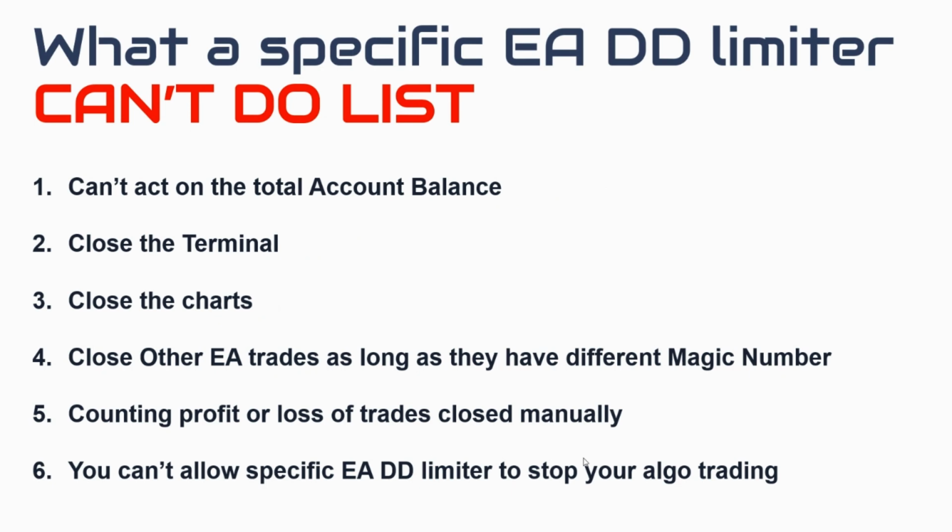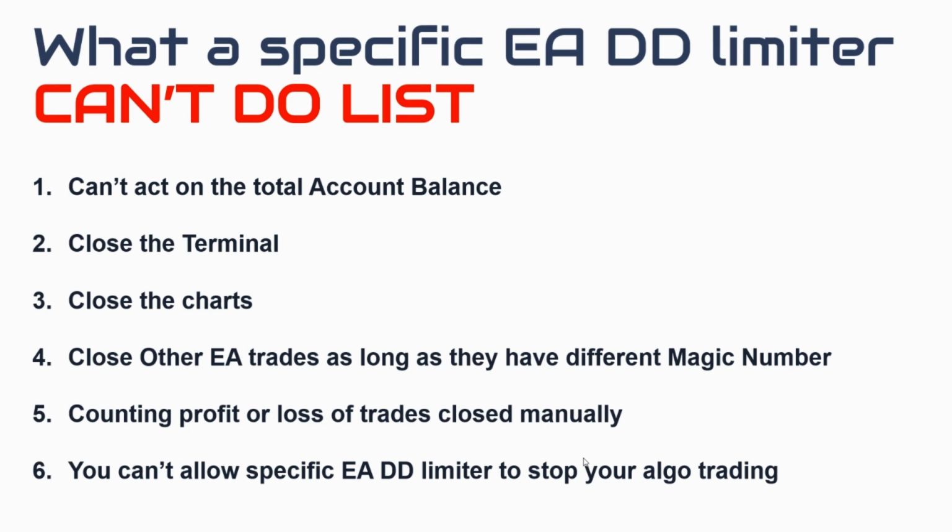Second, it can neither close the terminal nor close the charts, because if it is acting on one EA and this EA hits its drawdown, you have other EAs that are working and you don't want to just close everything. In all cases, by configuration, you cannot configure a specific EA to close terminal and charts. You're going to get some alerts when you do that, and you need to change the configuration so the instance can run normally.